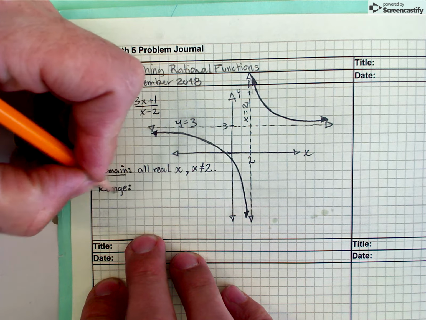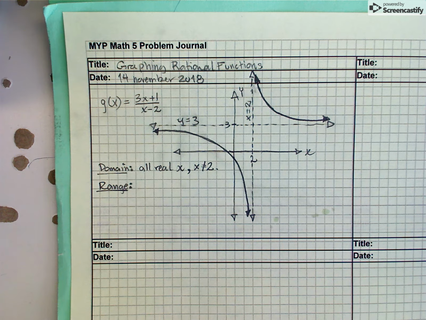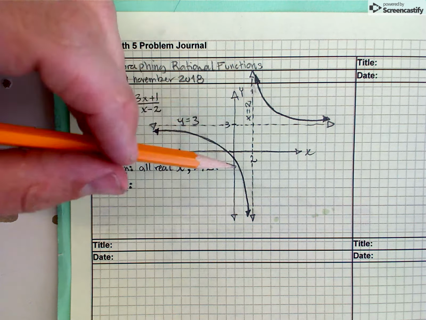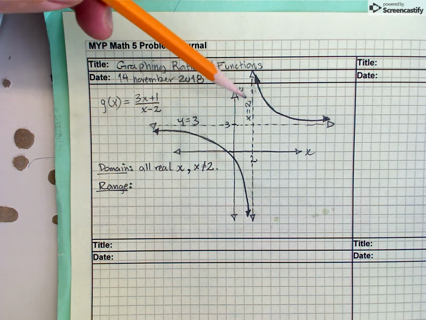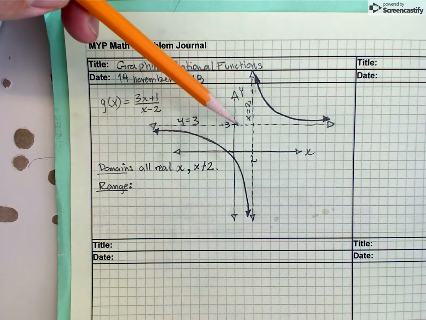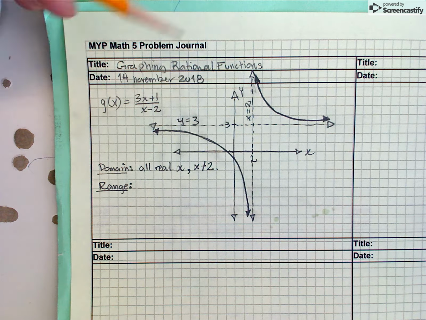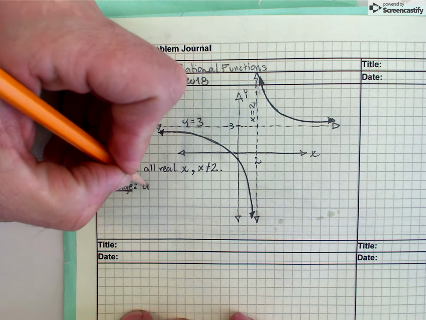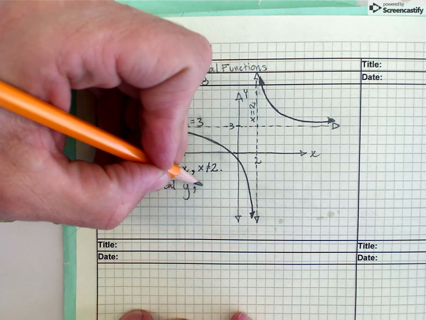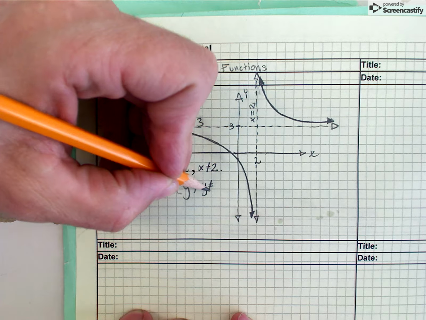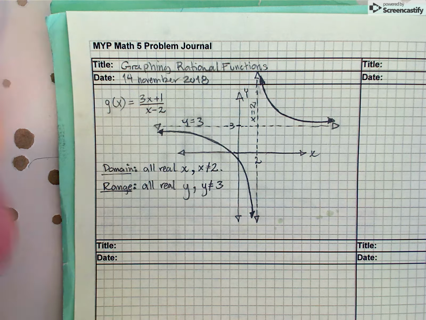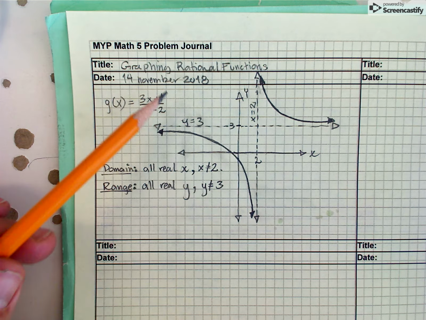And the range is the set of all output values for this function. So that is all the y values that I've graphed here. And you notice that all y values are possible except for y equal to 3. So my range is all real y except for y is not equal to 3. And that is a statement that describes the range.